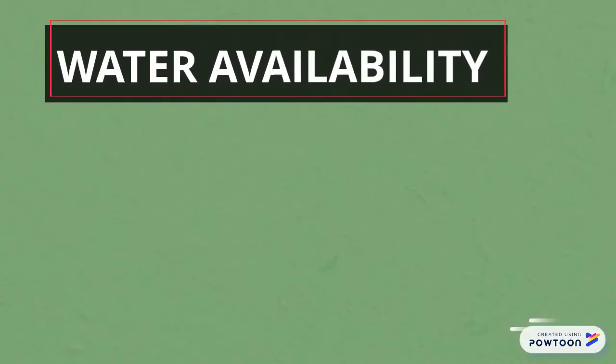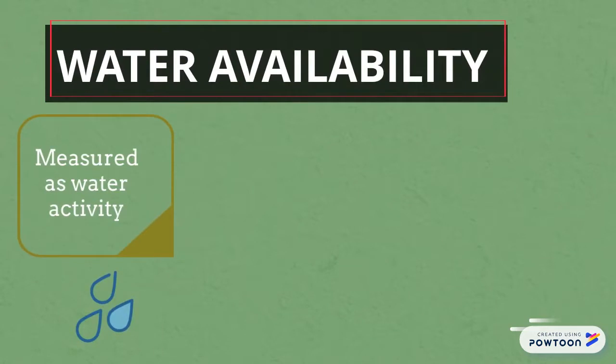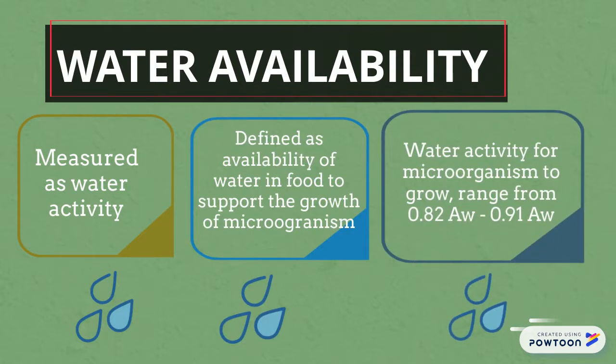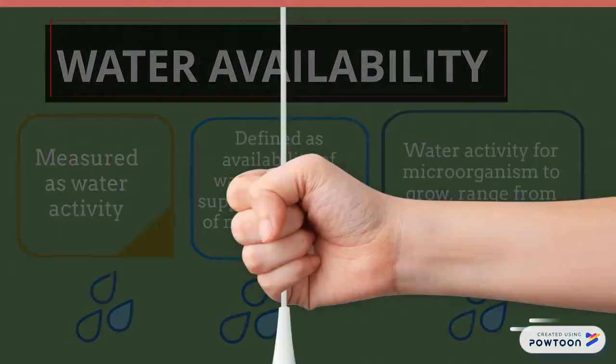Water availability. It is measured as water activity and known as the availability of water in food to support microbes' growth. Water activity for microorganisms to grow ranges from 0.82 to 0.91.